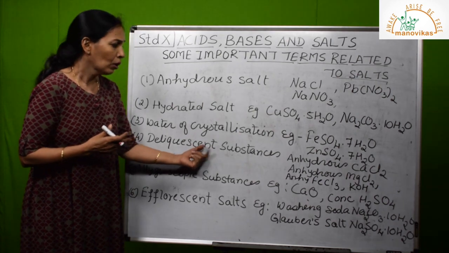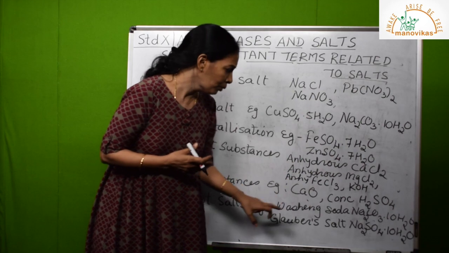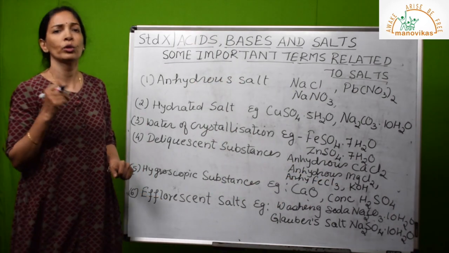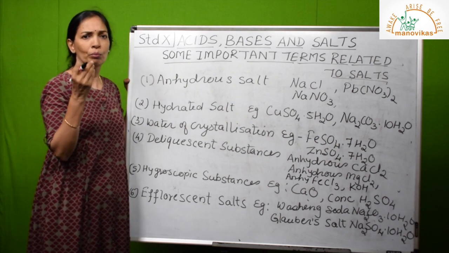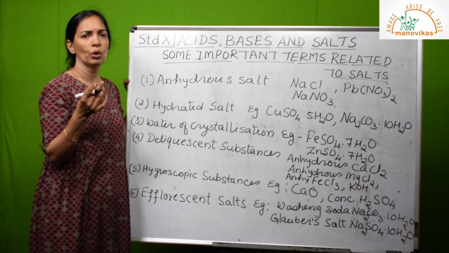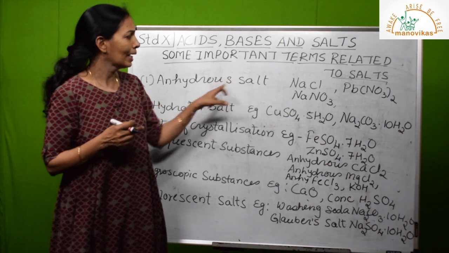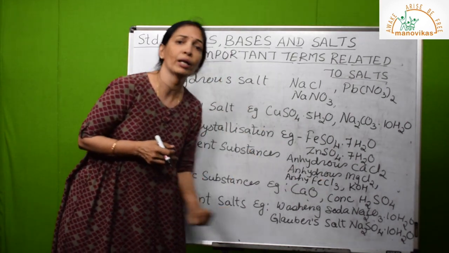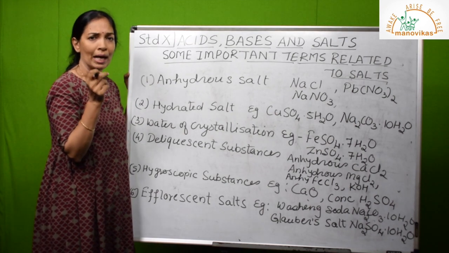These salts are anhydrous calcium chloride, anhydrous magnesium chloride, anhydrous ferric chloride, potassium hydroxide, sodium hydroxide. Now table salt, sodium chloride, gets wet during monsoon or if it absorbs moisture, but it is not deliquescent. It is an anhydrous salt, but it will have a small quantity of magnesium chloride or ferric chloride which are deliquescent and make it damp or moist.